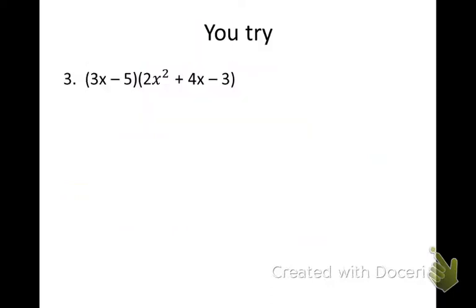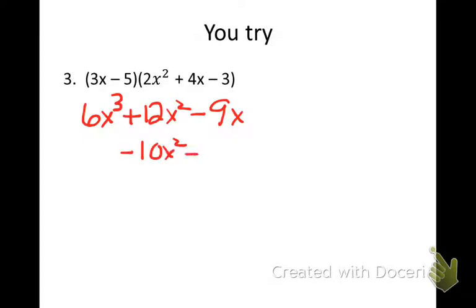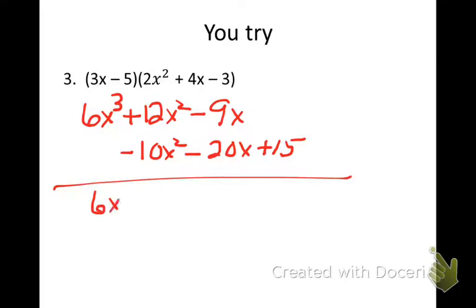So here's the next one, multiplying my 3x. I'm going to get 6x to the third plus 12x to the second minus 9x. I'm going to distribute my negative 5. I'm going to get negative 10x to the second minus 20x plus 15. Combining my like terms, 6x to the third plus 2x to the second minus 29x plus 15.